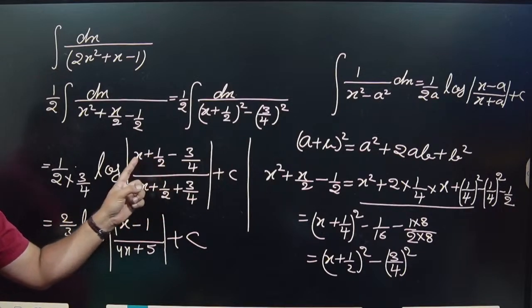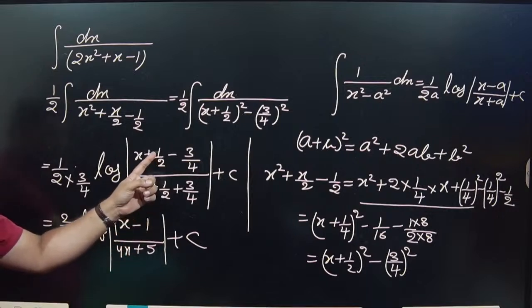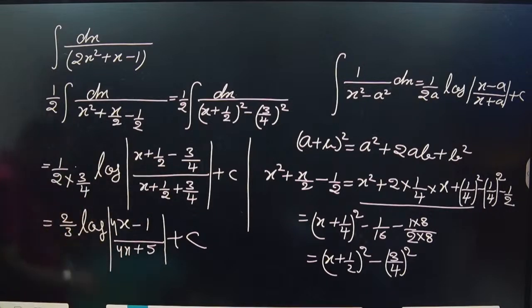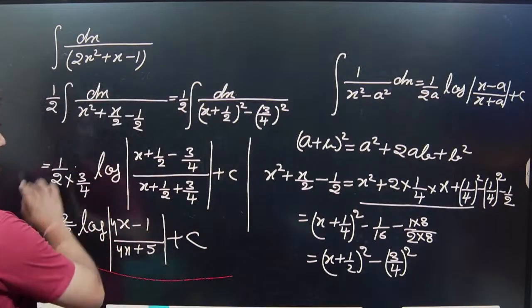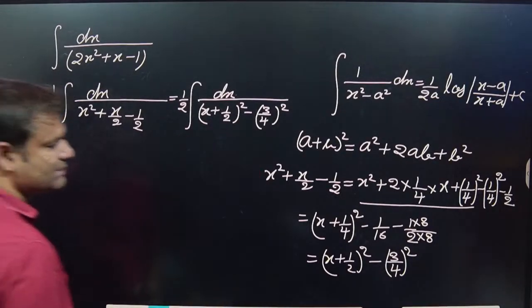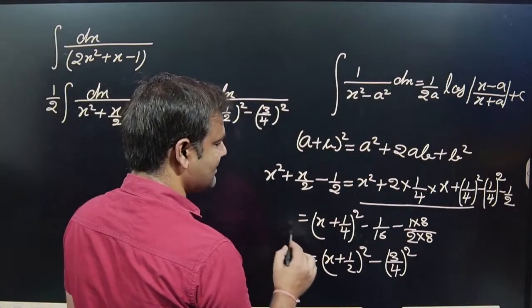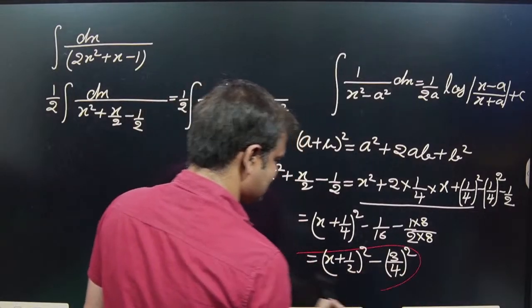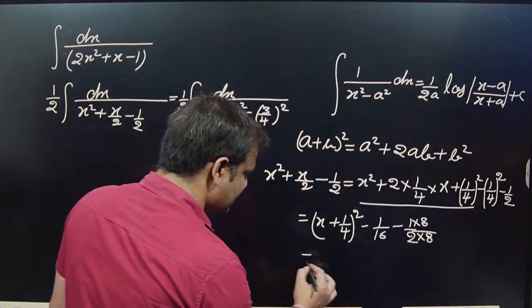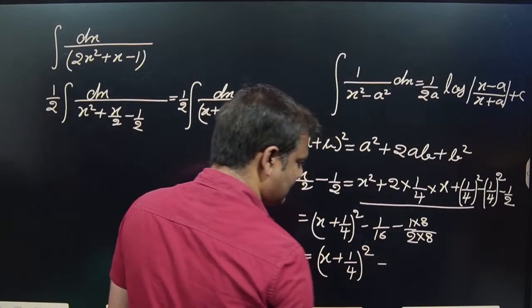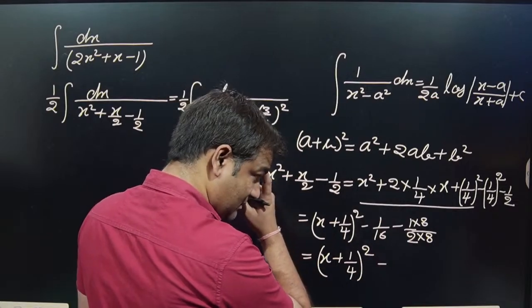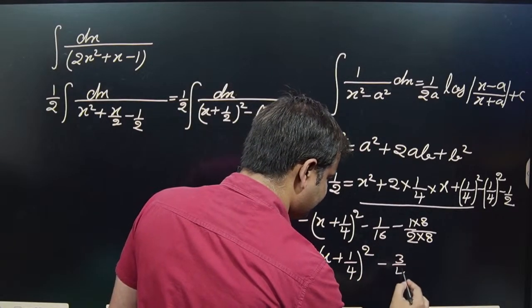Here 4, here 2 minus 3, that's minus 1. That was a silly mistake here, oh. Silly mistake, 1 by 4. So basically here (x + 1 by 4) whole square minus 9 by 16. 9 by 16 means (3 by 4) whole square.